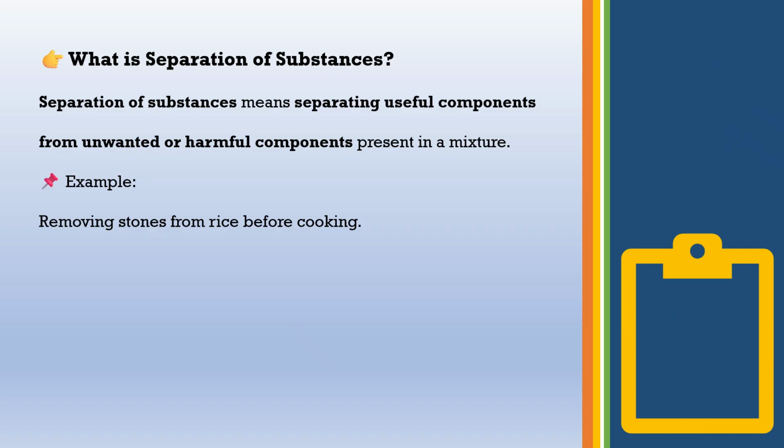So let's understand what separation of substances is. Separation of substances means separating the useful component from the unwanted or harmful component present in a mixture. For example, before cooking, we remove stones from rice. This process is called separation.